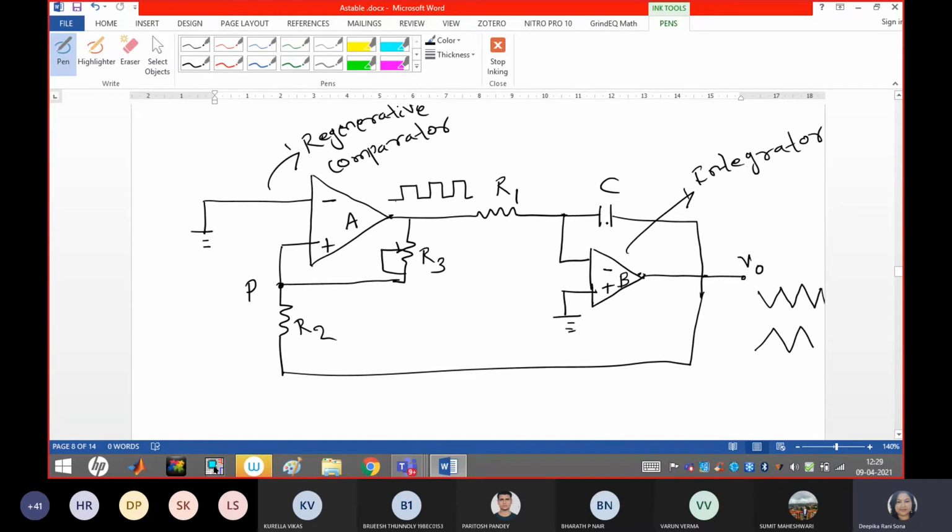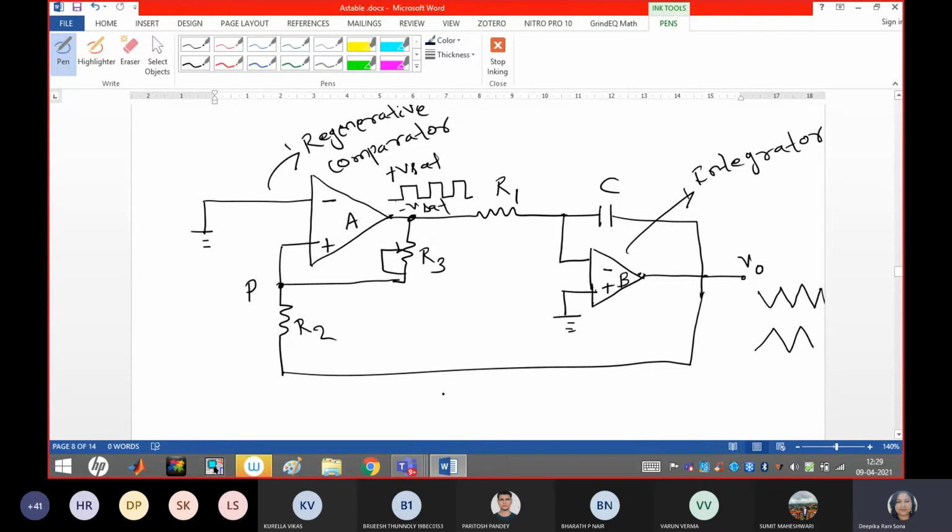So guys, obviously the square wave generated after the comparator circuit will swing between which voltage? Can anybody tell? Plus V set or minus V set, or how much? Obviously this output will swing at this point. It will be from plus V set to minus V set, correct or not? Yes, ma'am. And this plus minus V set voltage is applied to the integrator circuit, right?